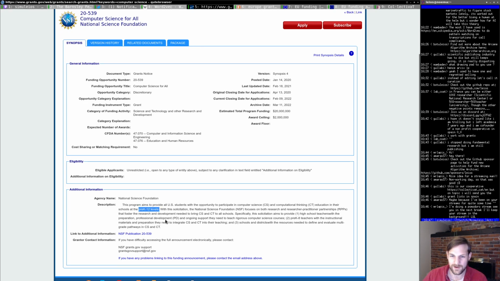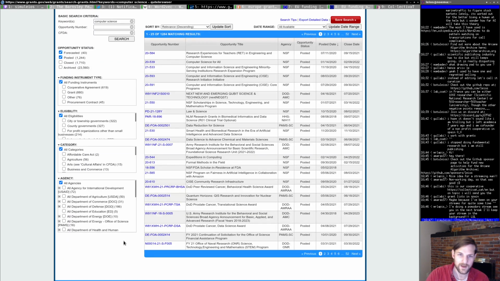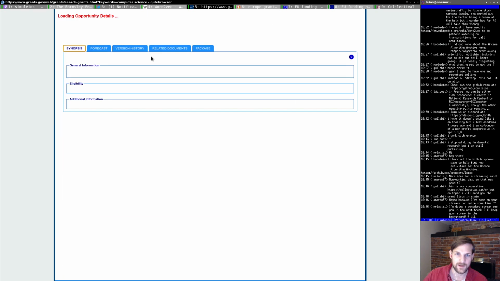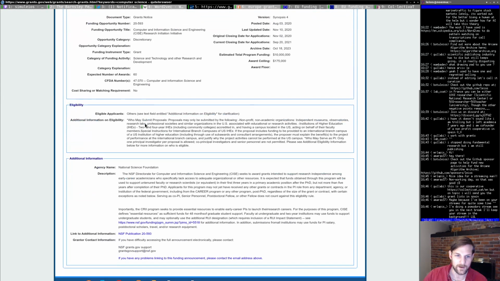I'm like, well, the algorithm archive isn't quite pre-K through 12. But sometimes there's stuff for undergraduate education. So if we do computer science and then undergraduate education, I think we can usually find some grants with both of these together. Computer and Information Science and Engineering Research Initiative. Probably something like this.